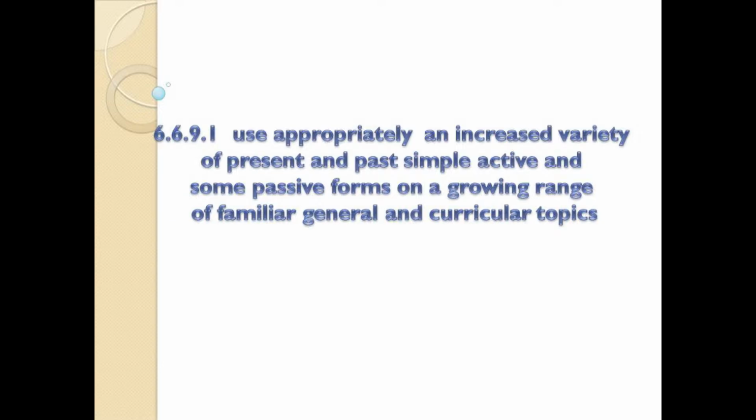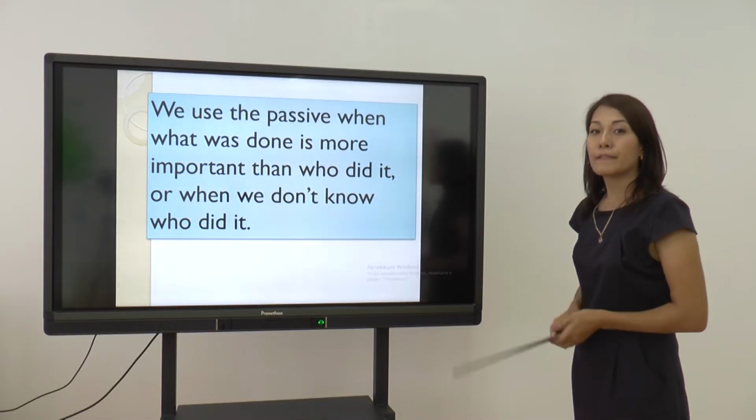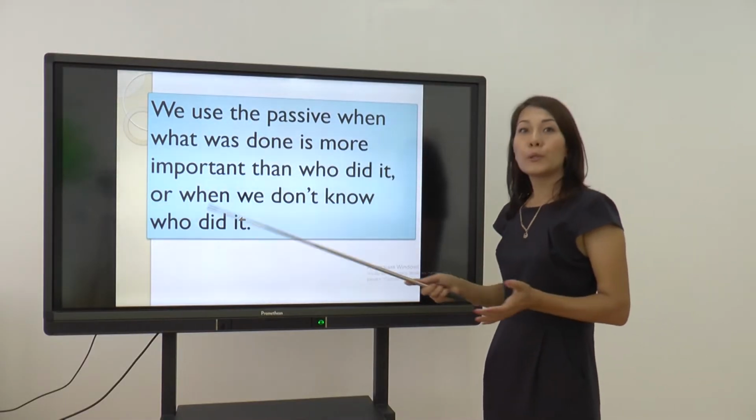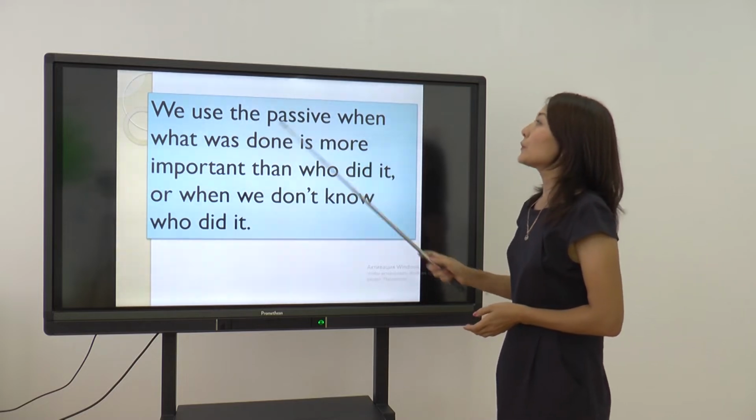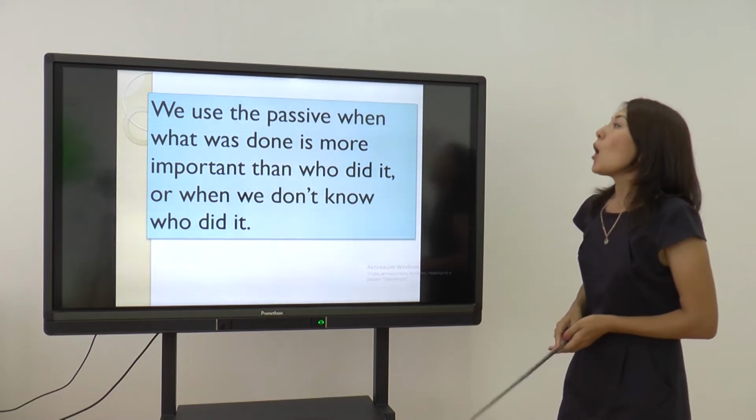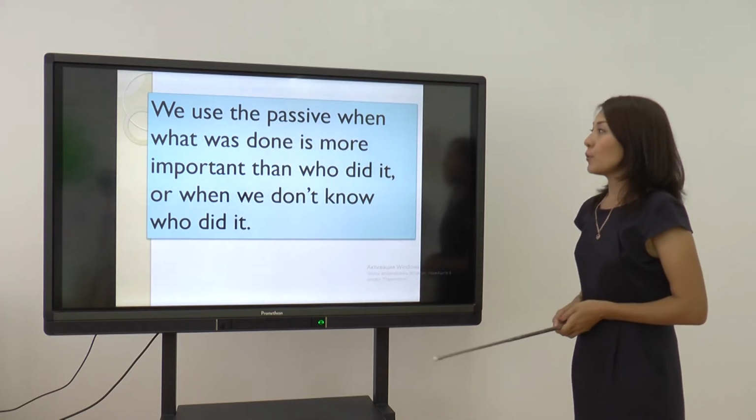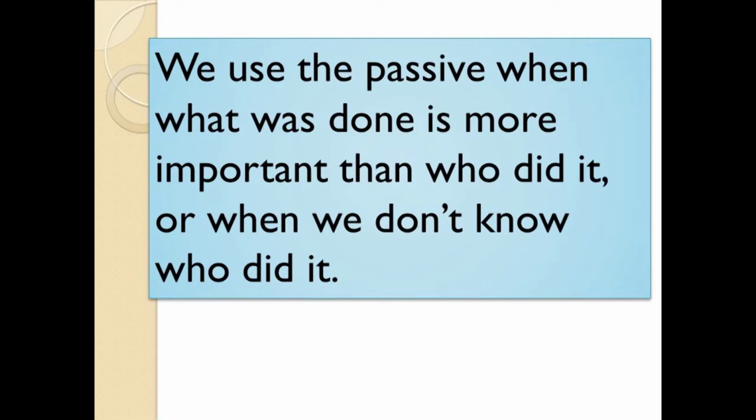The aim of our lesson is to use appropriately and increase the variety of present and past simple active and some passive forms on a growing range of familiar, general and curricular topics. Okay, what is a passive? For what do we use it? We use the passive when what was done is more important than who did it, or when we don't know who did it.